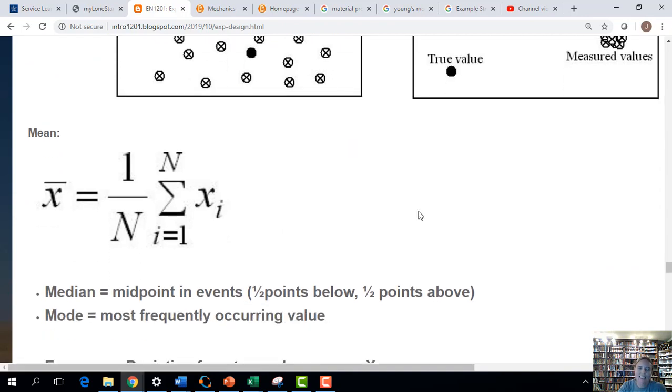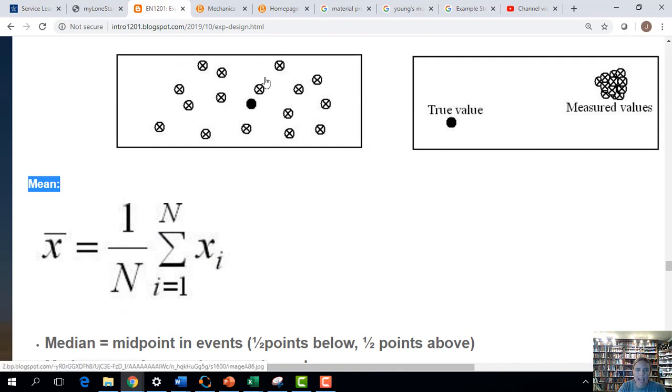Okay, mean, mode, median. We'll use these functions in Excel, so it's really important to know what equation goes with what. Mean is the average. x sub i is each data point, and n is the number of data points you've taken. This is a summation sign. So I take each data point and add all those values together, x1 plus x2 plus x3 plus x4, and then divide by the number of points taken. So that's the mean.